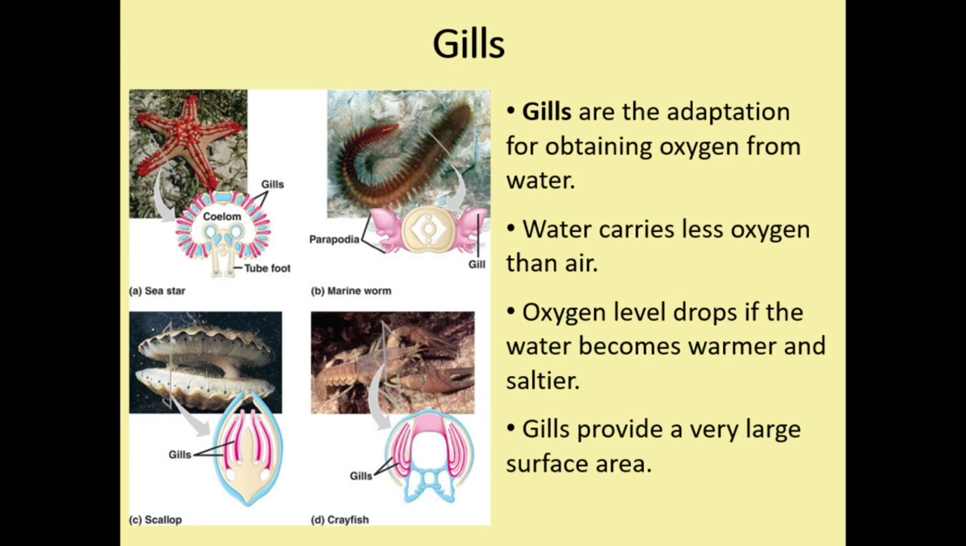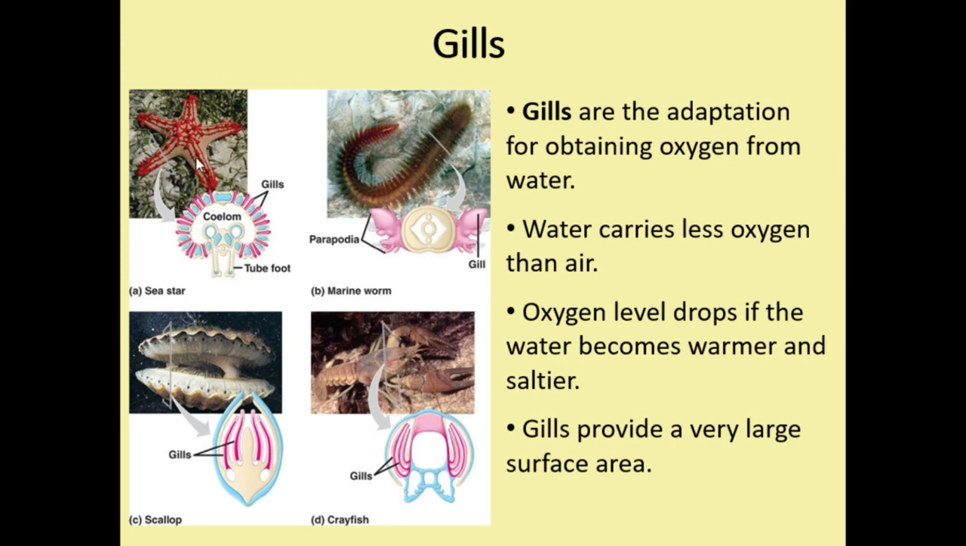Now, clearly, there are a lot of aquatic animals that still use air as their respiratory medium. So marine mammals, for instance, and a lot of the aquatic reptiles, so turtles, for instance, they're still using air as their main source of respiratory medium, or their main source of oxygen. But what we can see here are four examples of aquatic animals that have evolved to use gills.